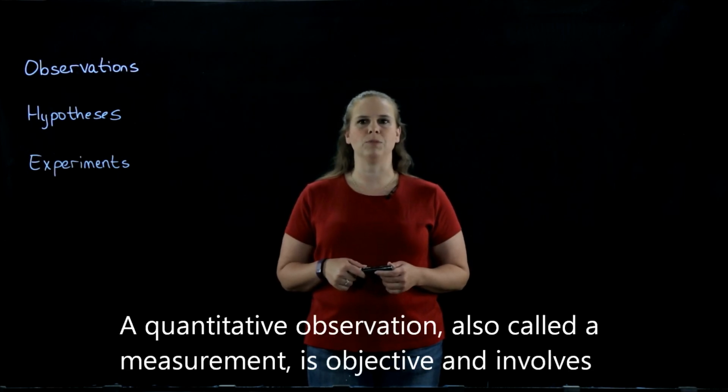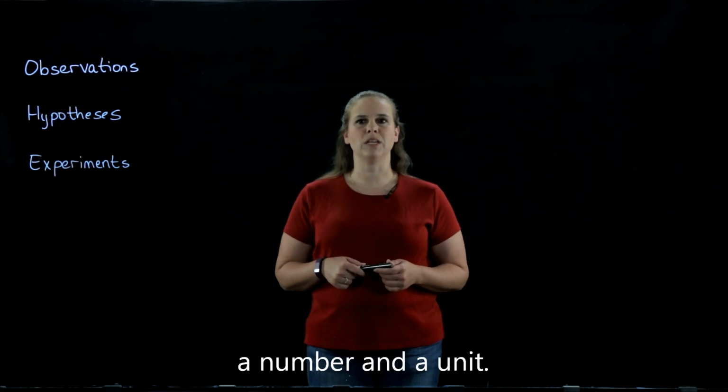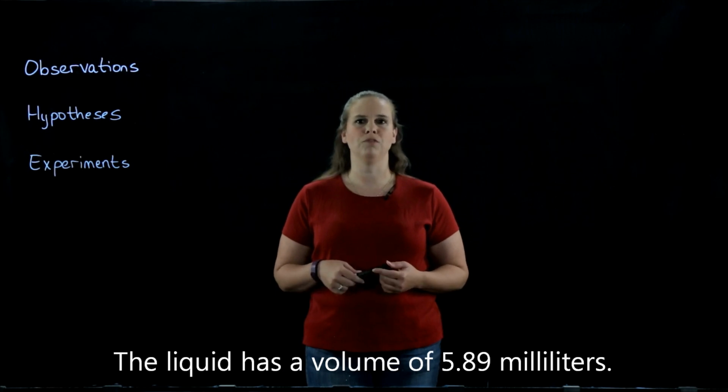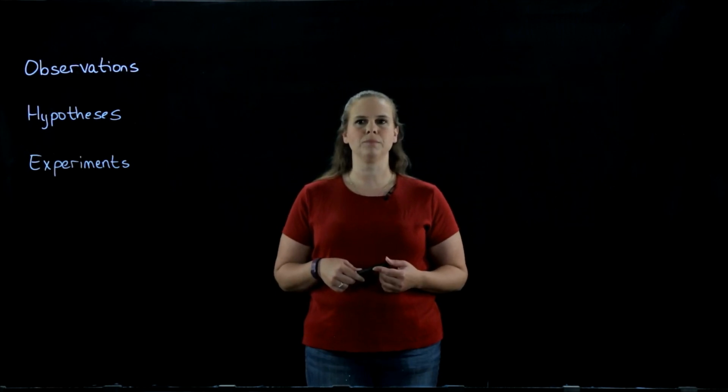A quantitative observation, also called a measurement, is objective and involves a number and a unit. The object is 3.12 grams. The liquid has a volume of 5.89 milliliters.